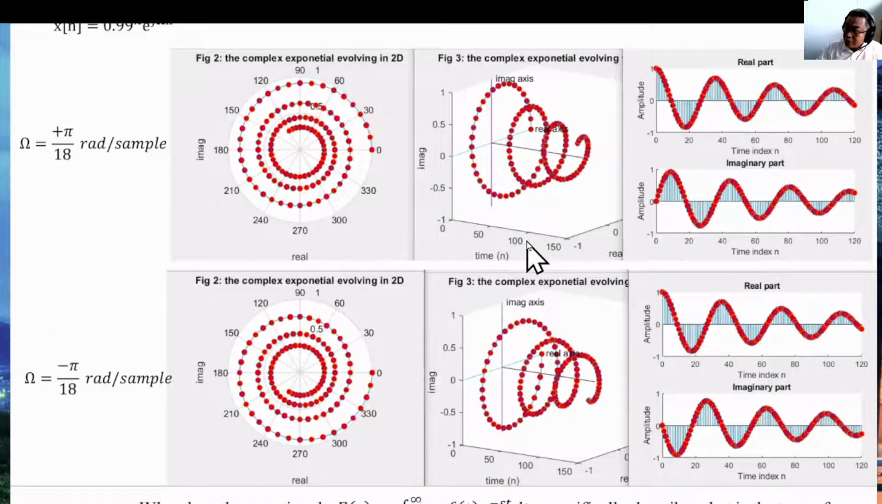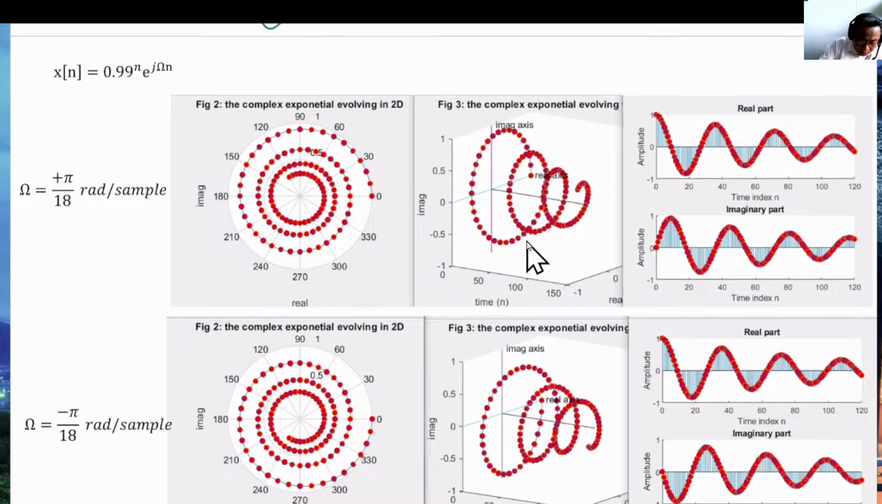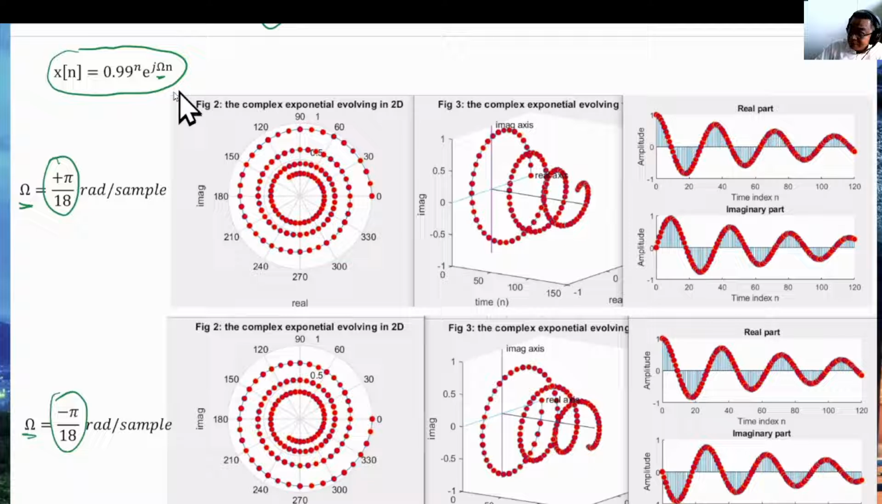Let's see the next page. In the next page, I'm going to plot in discrete time 0.99 to the power of n times exponential of j omega n, and I'll select two omega. One is a positive omega, one is a negative omega. In the positive omega case, this complex exponential is rotating anticlockwise. When omega is negative, it is rotating clockwise.